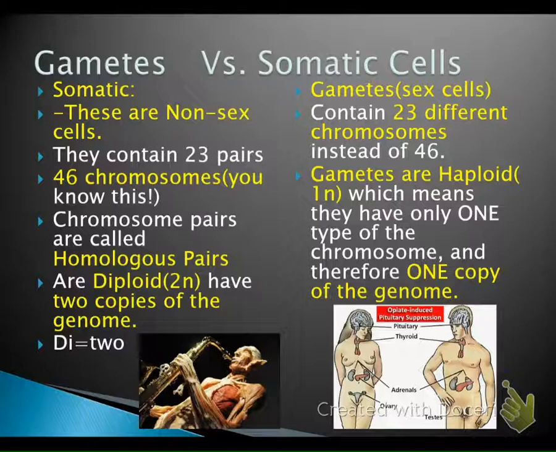I do want to differentiate between gametes and somatic cells. Somatic cells are your non-sex cells. They have 46 chromosomes in them, and they are considered diploid because they have 2 copies of the genome. Gametes, on the other hand, so that's your sperm and your egg, have 23 chromosomes. They are considered haploid. They only have 1 copy of the genome. You get 1 copy of the genome from dad, 1 copy of the genome from mom.